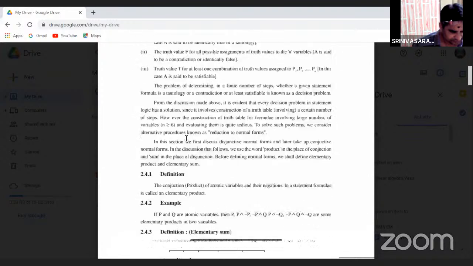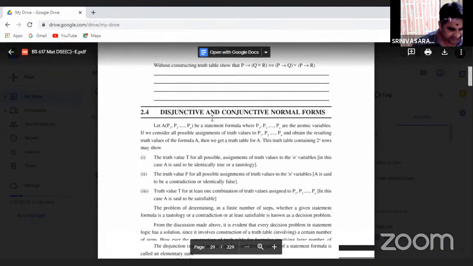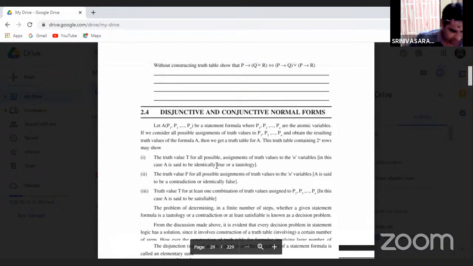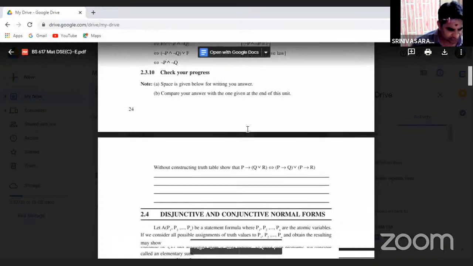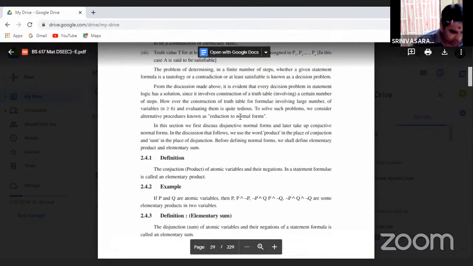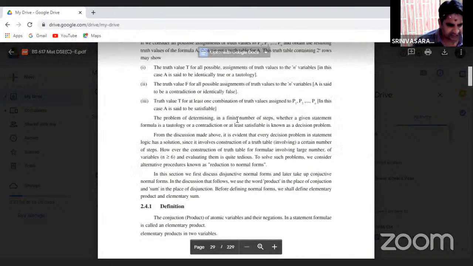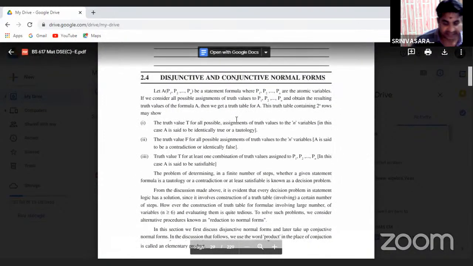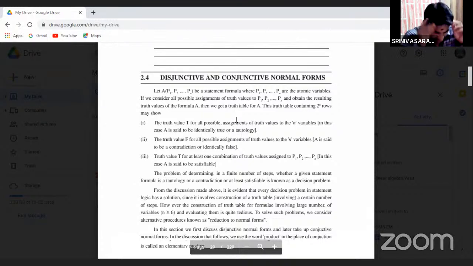Now, what is the concept of sum of products and product of sums? That is the disjunctive normal form. What is the disjunctive normal form? What is the conjunctive normal form? Before that, we have to explain the disjunctive normal form and the conjunctive normal form. You can observe clearly here.